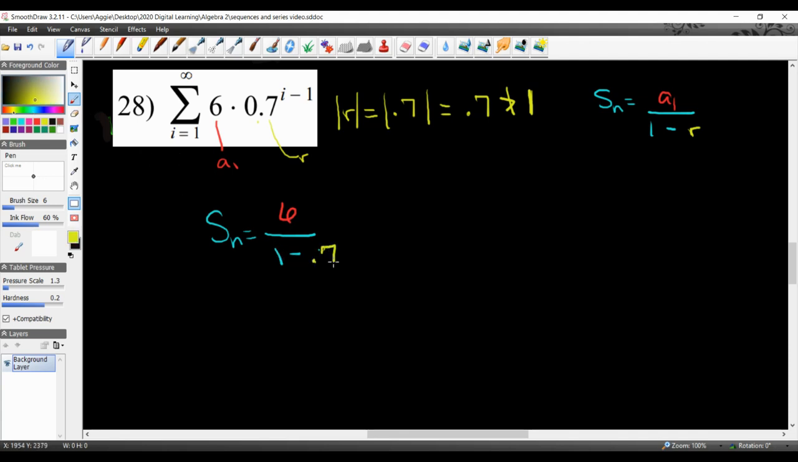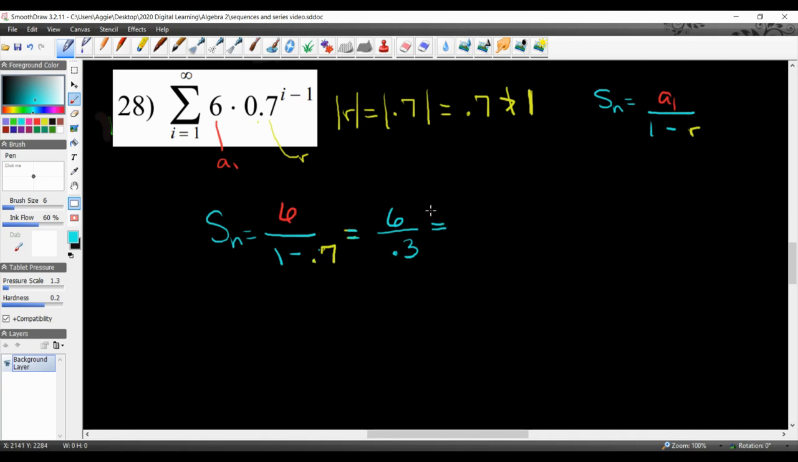And we can do this in our head. We don't need a calculator unless you messed up like I did earlier. So the 6 stays the same on top, so I'm going to leave it like that. 1 minus 0.7 is the same as 0.3, because it's like saying take away 70 cents from a dollar.